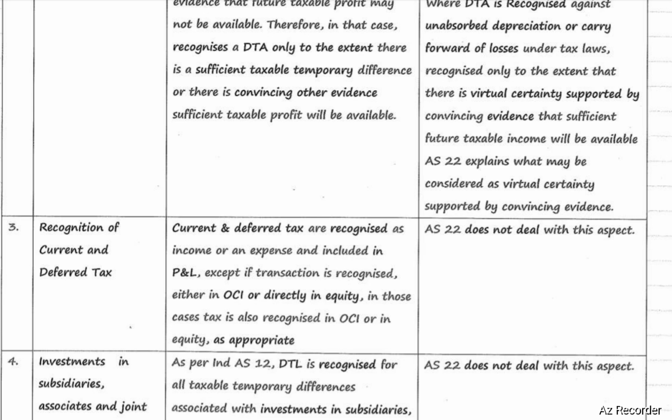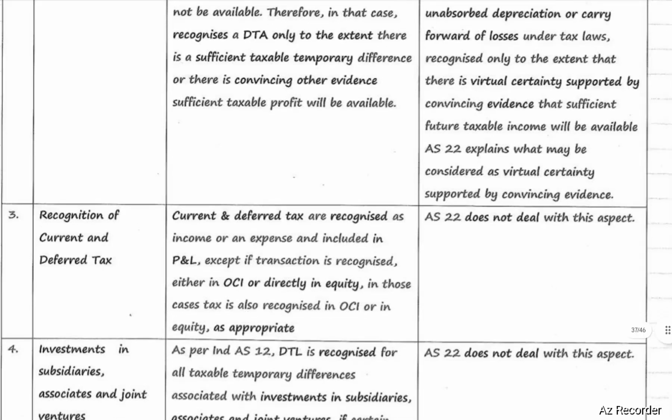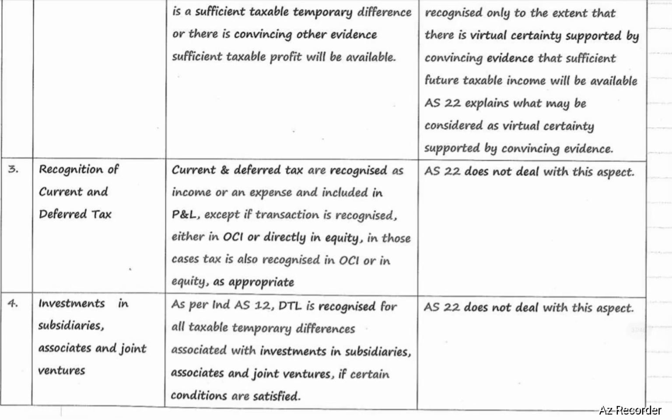Next, investment in subsidiaries, associates, and joint venture. As per Ind AS 12, DTL is recognized for all taxable temporary differences associated with investment in subsidiary, associate, and joint venture if certain conditions are satisfied. However, AS 22 does not deal with investment in subsidiaries, associate, and joint venture concept.